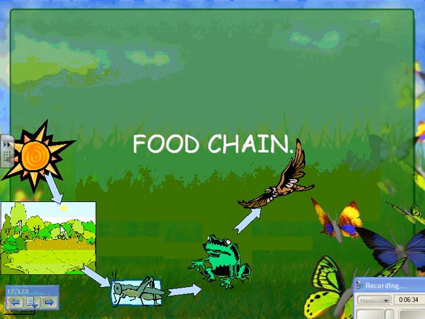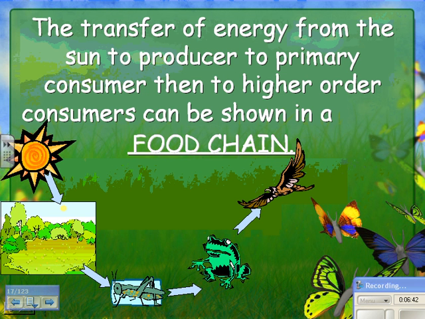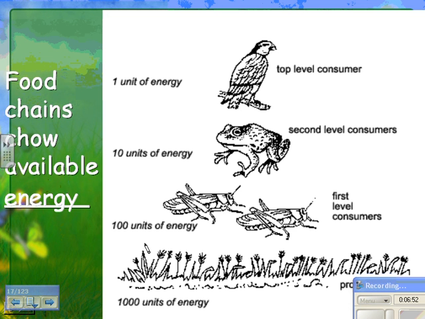So here's a food chain. Here's the sun, and some of that energy is taken up by the producers, and then here's a primary consumer. Secondary consumer eats this guy, tertiary consumer eats this guy. So the transfer of energy from the sun to the producer to the primary consumer and then to a higher order consumer can be shown in what's called a food chain. And this is a food chain. Food chains show available energy.